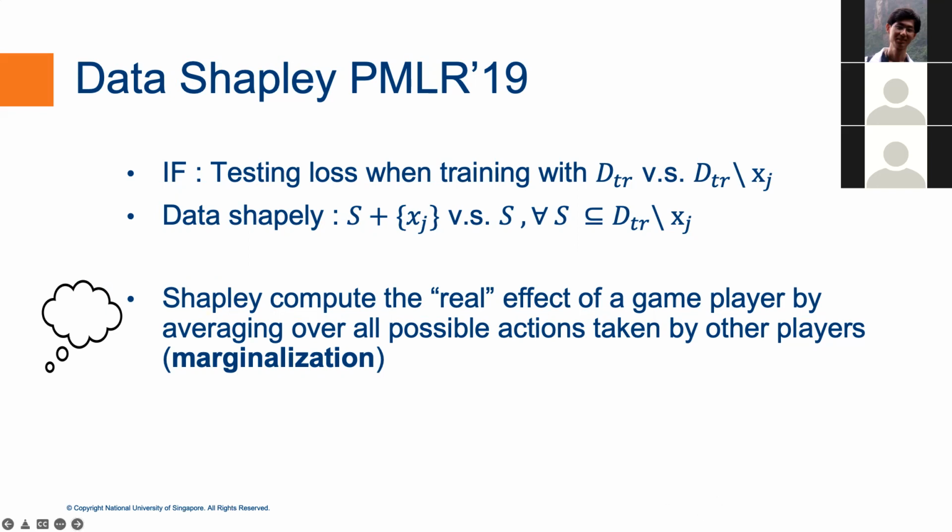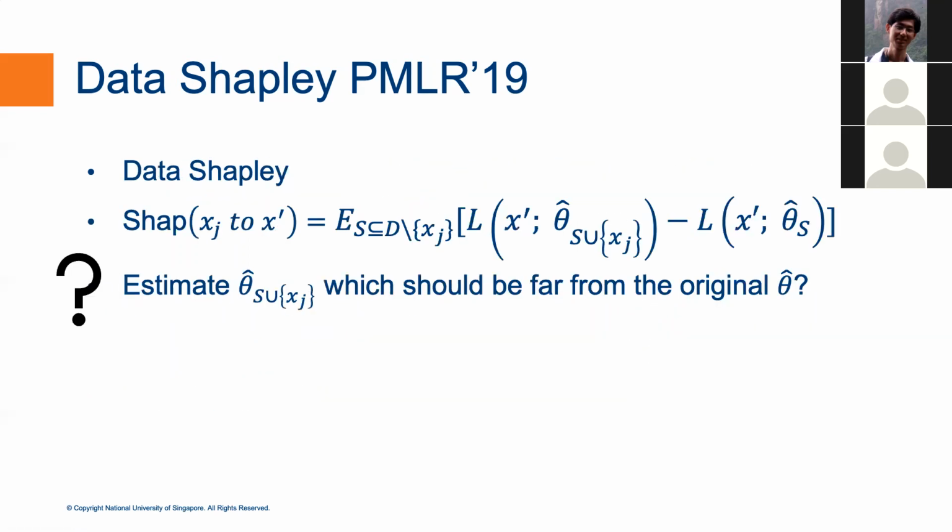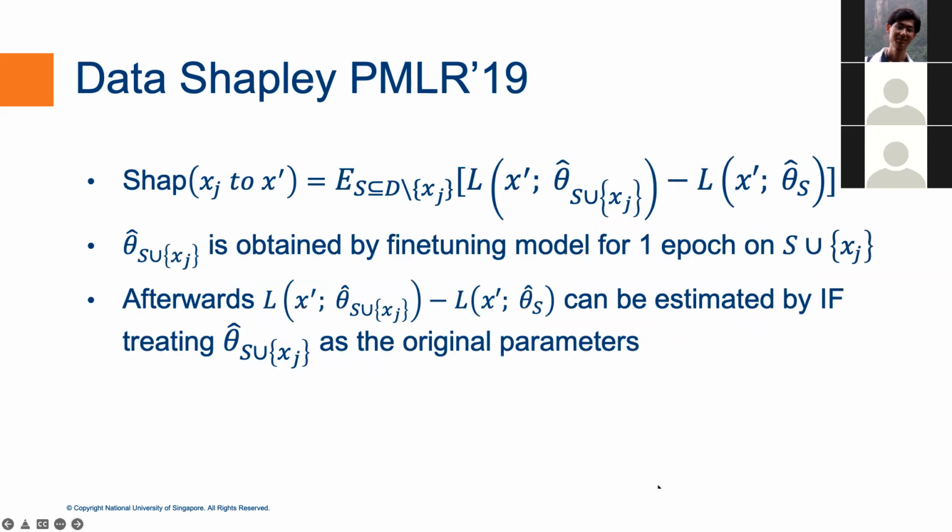But the combinatorial complexity is quite high, right? Yeah. So basically, we need to estimate this expectation over all possible S. But this theta hat trained on S plus xj will be far from the original theta hat. So we cannot use Taylor theorem to estimate this from the original theta hat. What they do is fine-tune the model for one epoch on S plus xj, and afterward estimate this quantity.